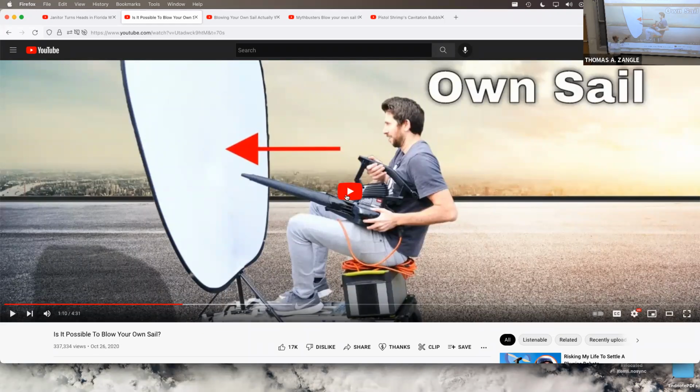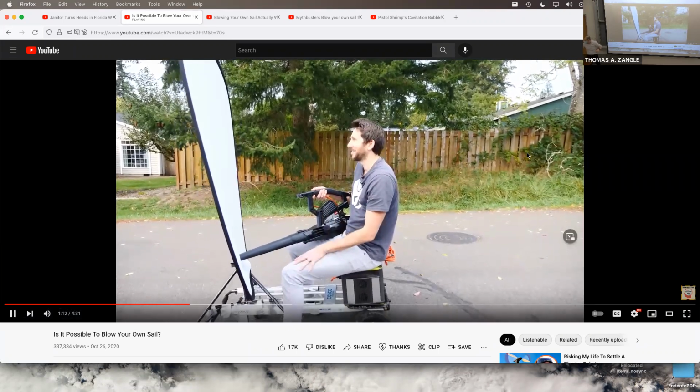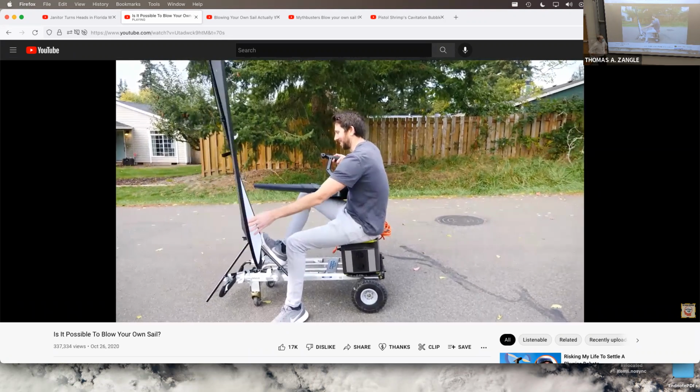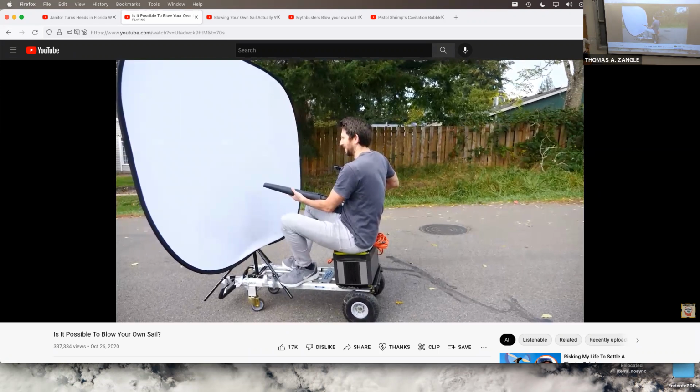In this case, he's going to set up an experiment with this big flat sheet, a big giant sail sitting in front of him, and a leaf blower, and he's sitting on a cart, and he's going to try to replicate what's going on, right? So is this a hoax? We're setting up the leaf blower here. Let's see if it actually works. Okay. 3, 2, 1.